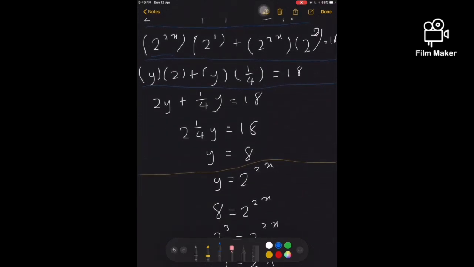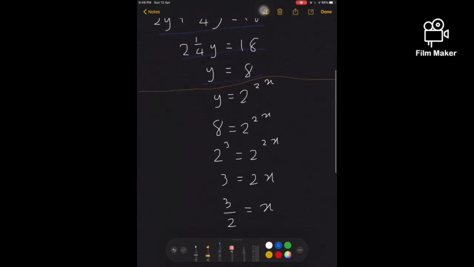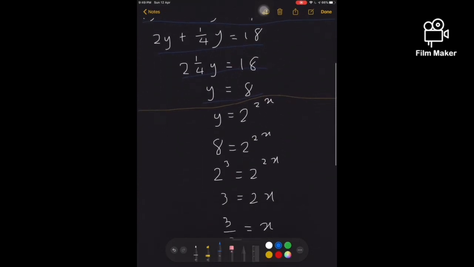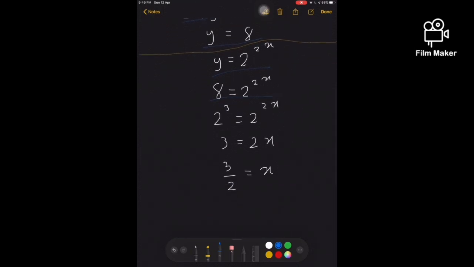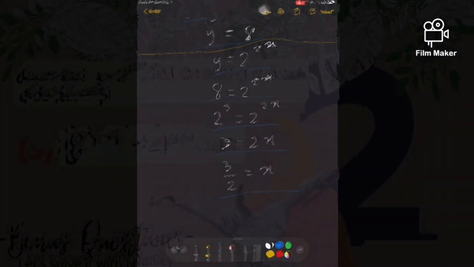After we change it, we should do it like usual, and voila, done. So to find x, as we can see, y is equal to 8, so change this y into 8. We change the 8 into 2 power of 3, then do it as usual. So x is equal to 3 over 2.